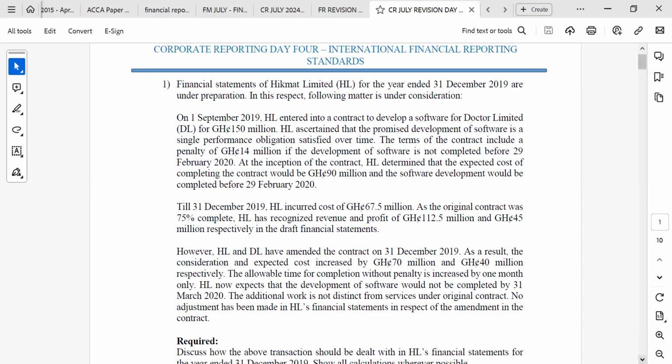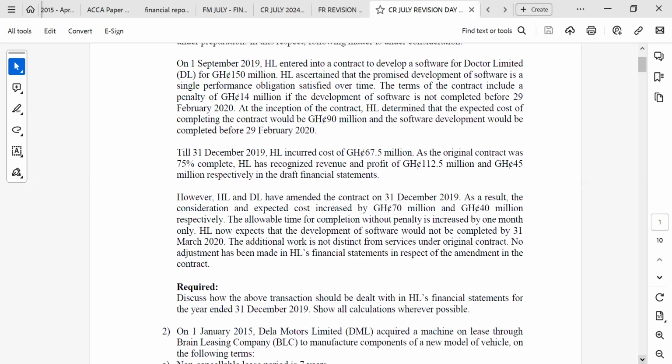Required. Discuss how the above transaction should be dealt with in HL's financial statements for the year ended 31st December 2019. Show all calculations wherever possible.